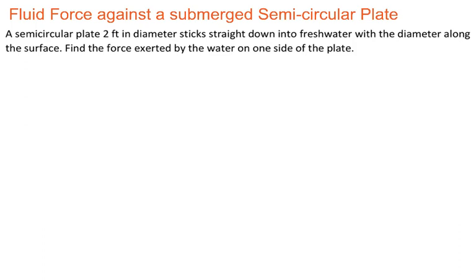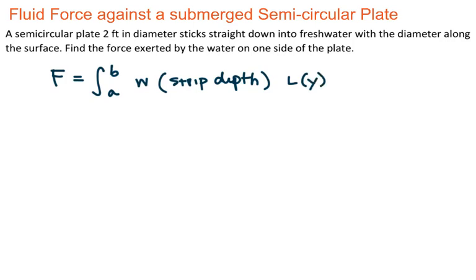So our fluid force formula, we're going to say F is going to be the integral from a to b of w, my weight density for whatever liquid we are dealing with, times my strip depth, times my length equation, which can vary. It's going to be a function of y, integrated with respect to y. So let's think about what we're looking at here. We have a semicircular plate.